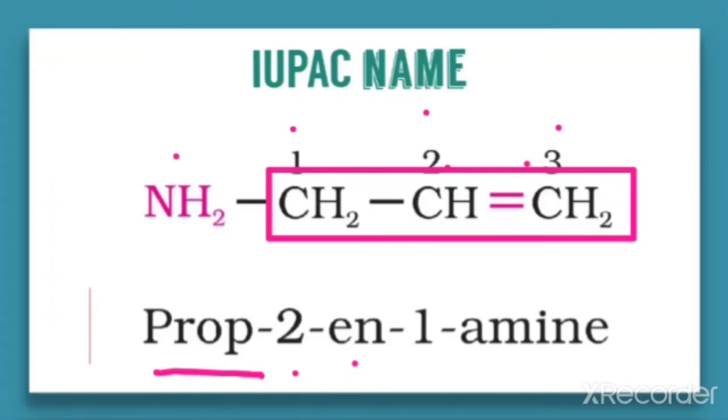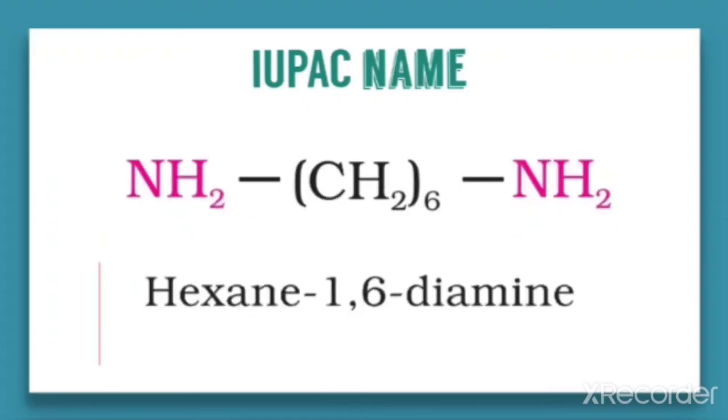And what is the position of the functional group here? Which one is the functional group? This one is the functional group, so that should be named with the suffix amine. So here in this case the position of amine is also specified, that is 1-amine. So the name of this compound is prop-2-en-1-amine. If we take an example in which there are 2 amine groups, like here 2 NH2 groups you can see.